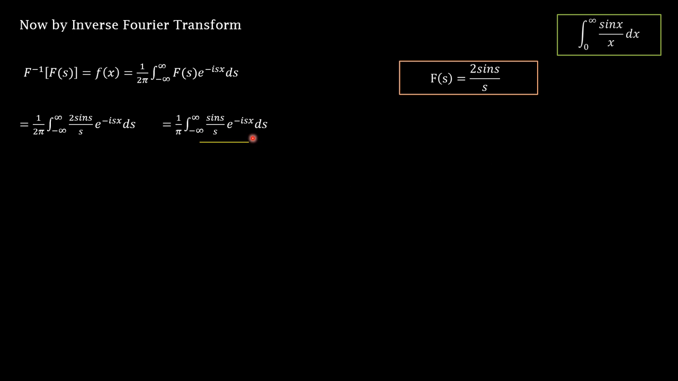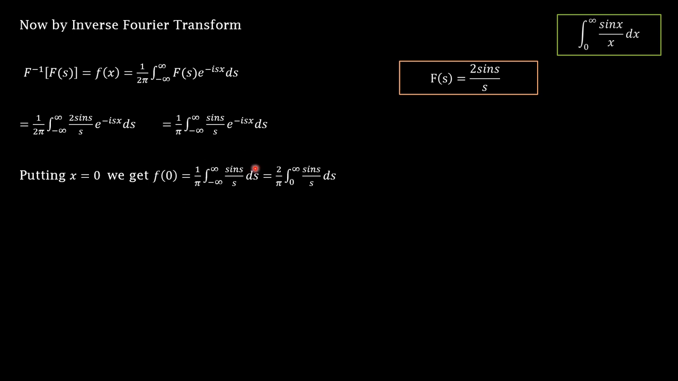So by substituting x equal to 0, e to the power 0 will be equal to 1, so that the integrand of the inverse Fourier transform and that of the desired result coincide. So substituting x equal to 0, the above equation reduces to the form F of 0 is equal to 1 by pi integration from minus infinity to infinity of sin s by s ds.